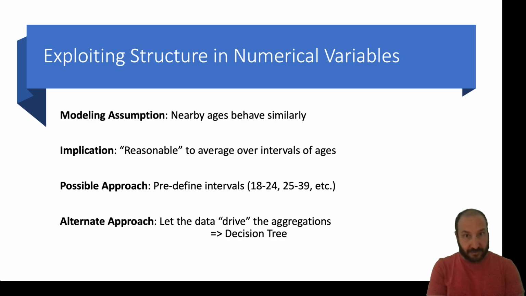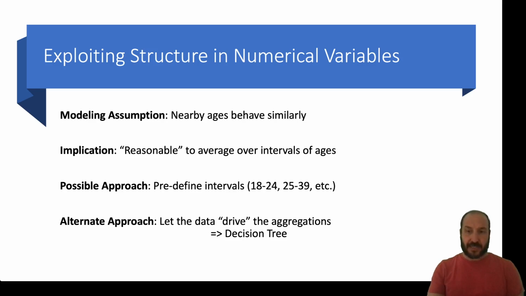And this is a perfectly reasonable thing to do. However, one downside of this approach is that you're making those intervals without looking at the data. If you choose 18 to 24 and 25 to 39, you are asserting that there's going to be a step change between 24 and 25. Even if the data showed a bigger step change between 21 and 22, it wouldn't be able to capture that. So an alternate approach is to let the data drive the aggregations.